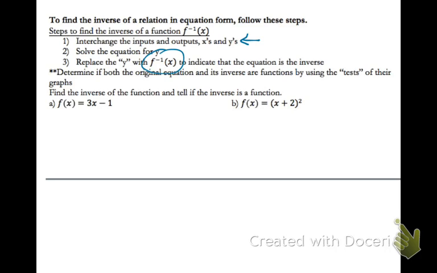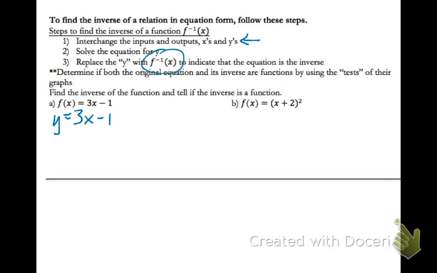And then it says determine if both the original equation and its inverse are functions by using the test of their graphs that we just talked about in the example just before. So in A, we've got f of x equals 3x minus 1. Hopefully you recognize that as a linear function. So we know right off the bat that a linear function is in fact a function, passes the function test. So let's write that in equation form.